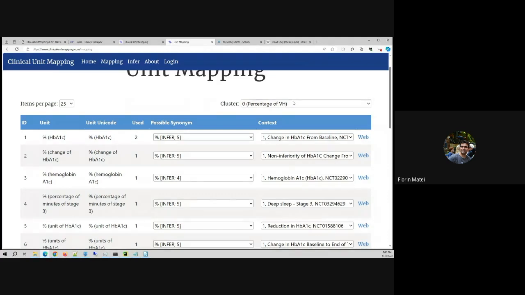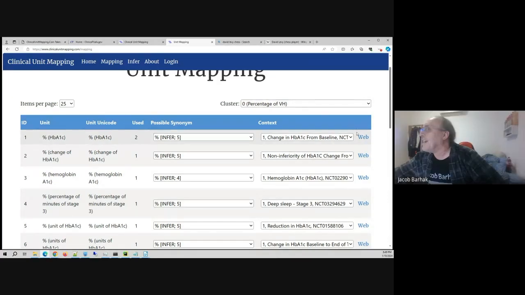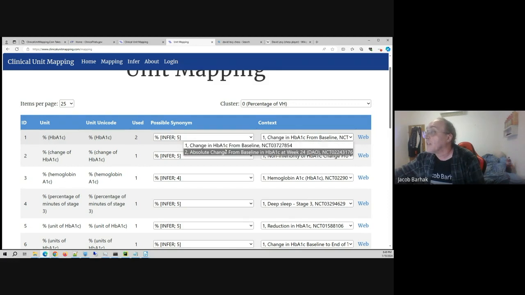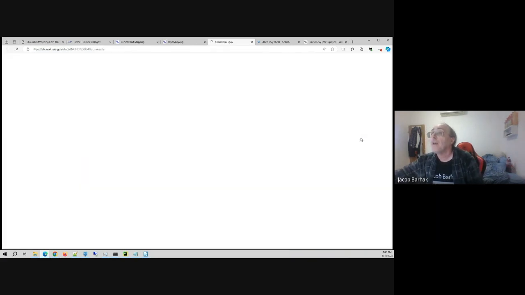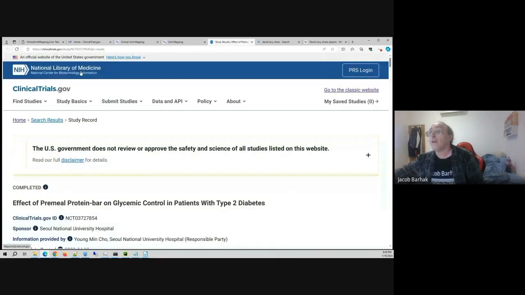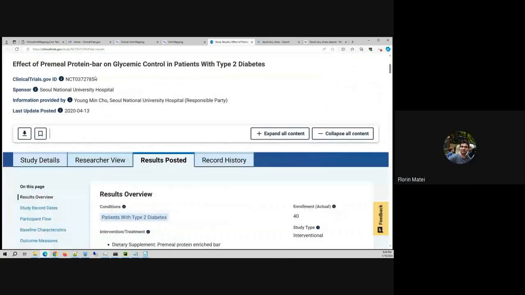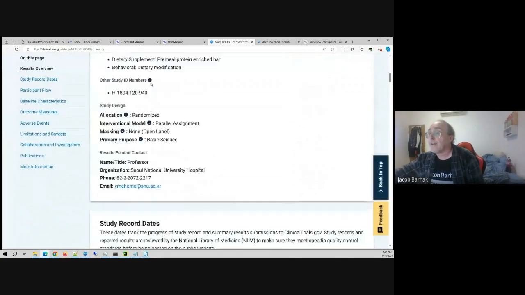Yeah, if you can show how a clinical study looks. So here, you see this HbA1c? For the purposes of labeling, you need to be able to see what's going on. Why is this unit being used? You can see it is used in those clinical trials. You see the NCT number, this is the clinical trial, and if you click here, it will go to the clinical trial. Okay, this is how it looks.